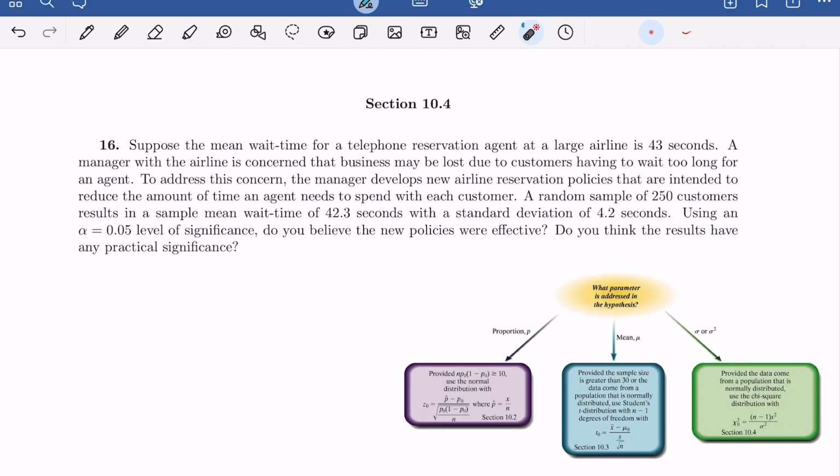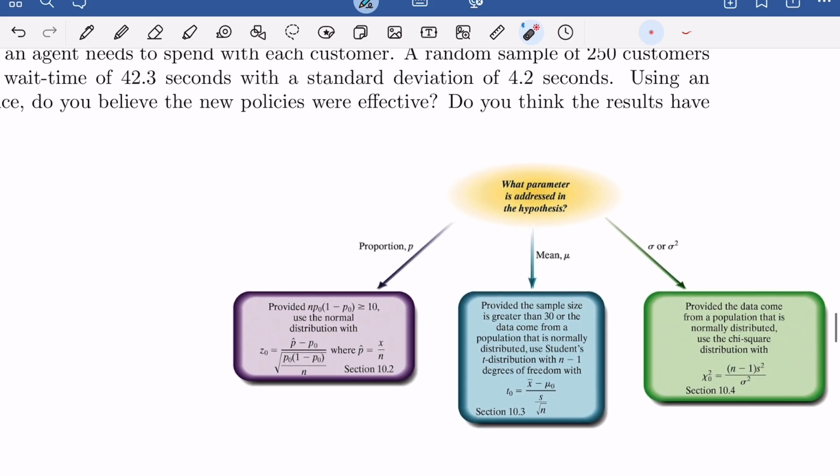This brings us to section 10.4, where we're looking at which method to use for hypothesis testing. So we have this little diagram that I took from our book. So the first thing that we need to look at is what parameter is being addressed in the hypothesis. So if we're looking at the proportion, then we're going to use this normal distribution that we saw in section 10.2. If we're given the mean, then we're going to use our t-distribution here that we saw in the last section. And then if we're given the standard deviation, we'd use the chi-squared distribution, but we're not going to go over that in this class. But if you are curious, you can look at some practice problems from section 10.4.